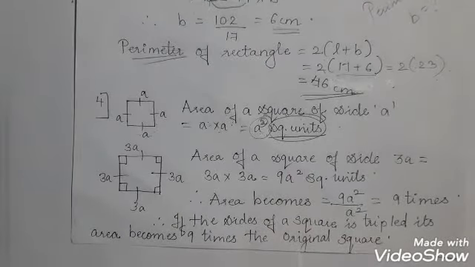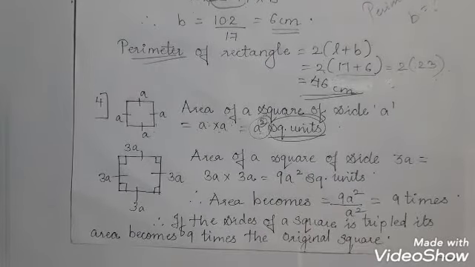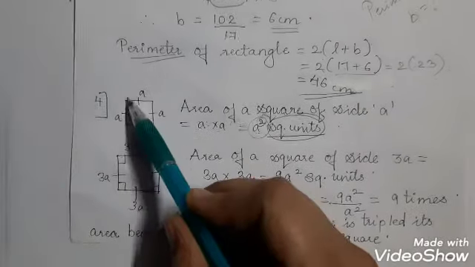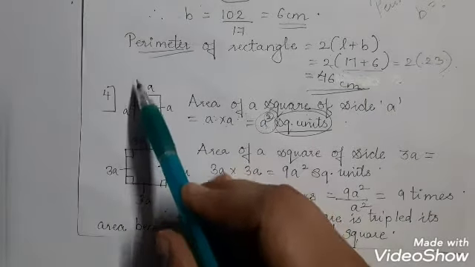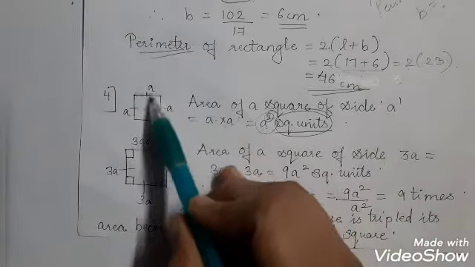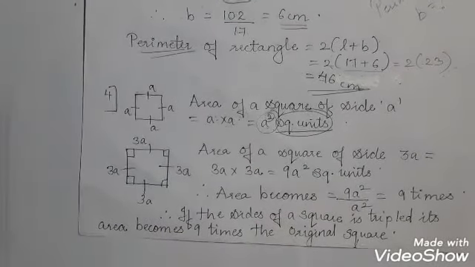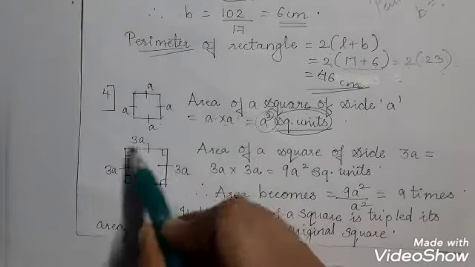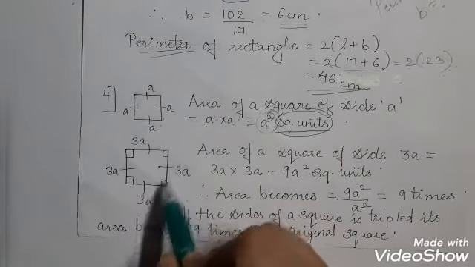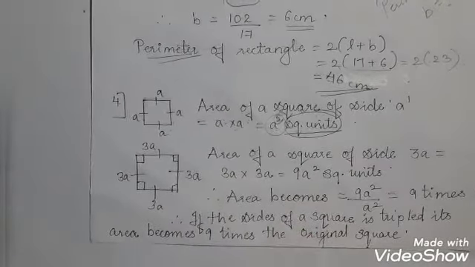Now, if the side of a square is tripled, now suppose we have assumed this as a square. Now if suppose the side of this square is triple, okay, triple means it is multiplied 3 times. So that means this is the square which I get. Okay, 3A, 3A, 3A, because it has been tripled.